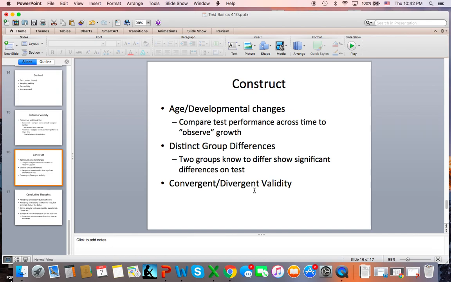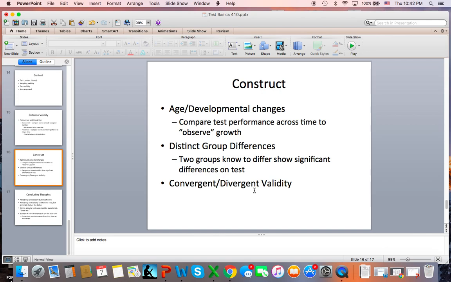And then finally, we have convergent and divergent validity. So data from tests that are measuring similar things should converge. They should all point to a similar outcome. And then data that's measuring different things should not be related.